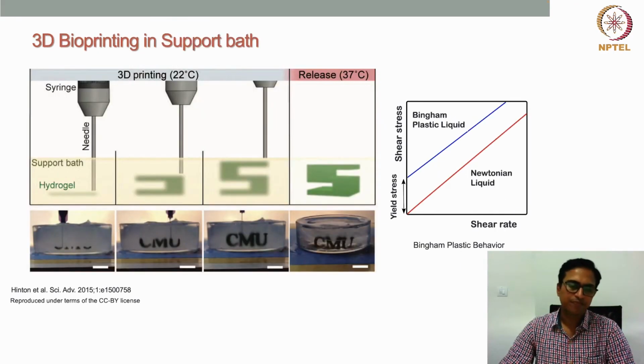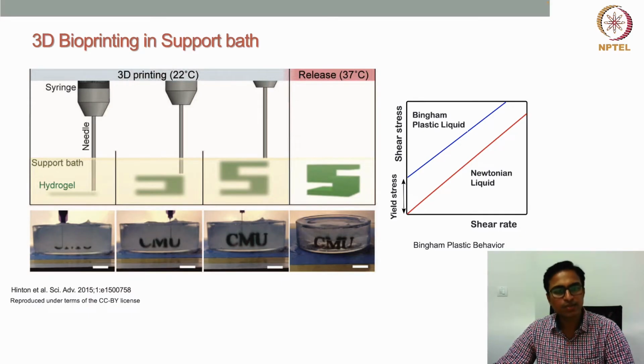Now this figure clearly shows you what actually happened. Suppose here there is a support bath material. In this particular literature they have used gelatin microgel as a support bath material. Now remember, gelatin behaves like a thermoreversible material. As I mentioned earlier, it has a critical transition temperature near 30 degrees centigrade. So below 30 it will behave like a gel, above 30 it will behave like a liquid material. So that's what happens here.